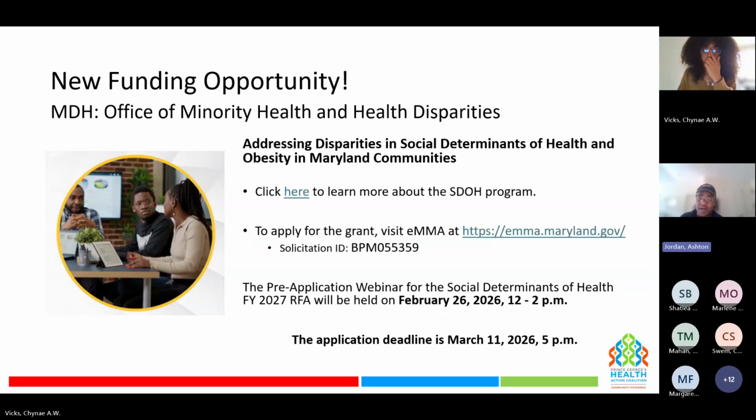Next up, we have a funding opportunity. So the Maryland Department of Health is offering 2 new funding opportunities. The first is from the Office of Minority Health and Health Disparities, SDOH program. This program provides funding to organizations to provide community-based interventions targeting the upstream factors that impact health, typically outside healthcare delivery, necessary to reduce health disparities and maintain healthy communities and populations. There is a pre-application webinar directly after this meeting. However, you can learn more about the program and funding opportunity at the websites provided on the slide.